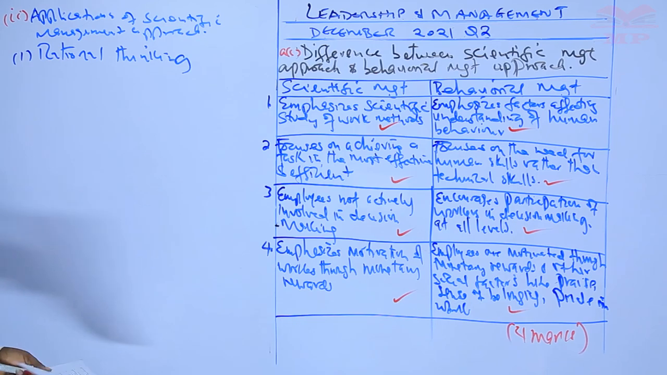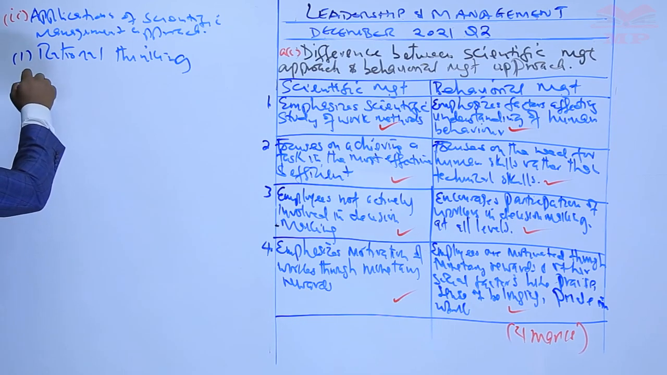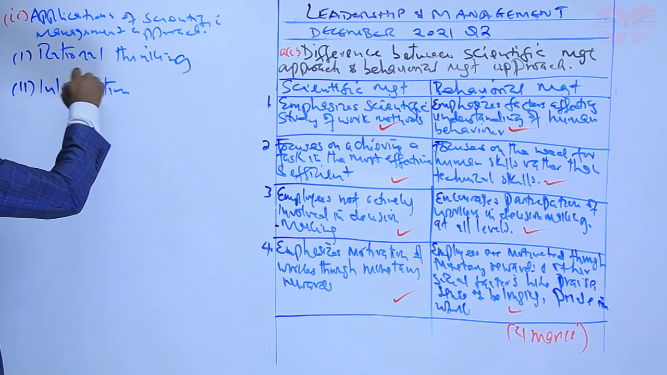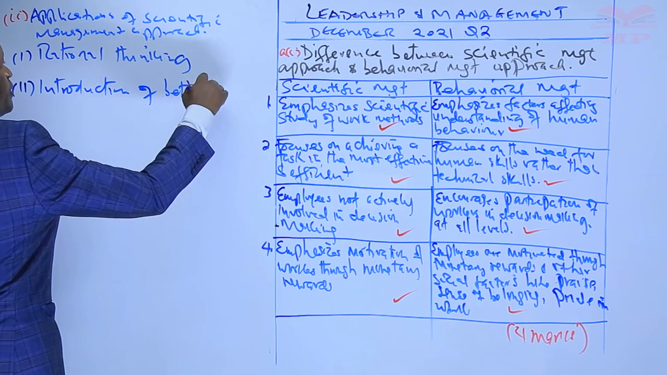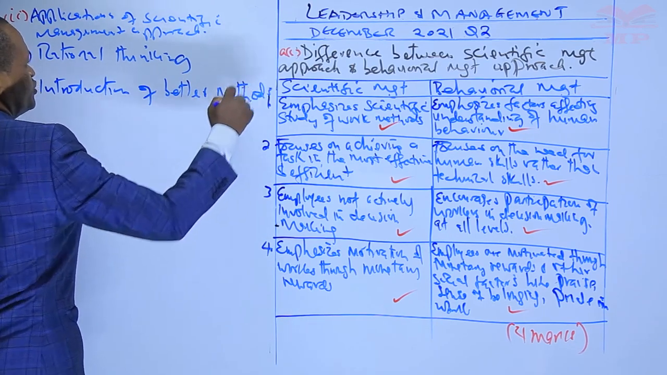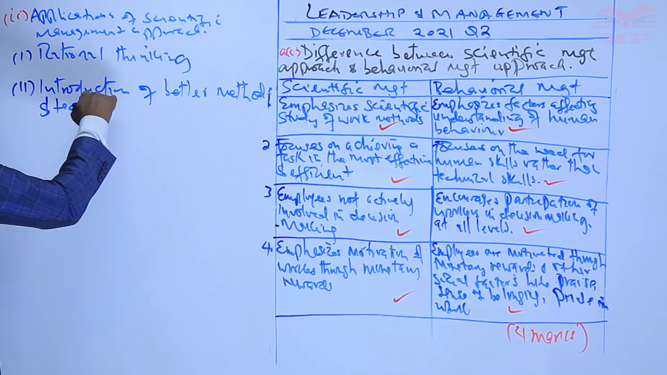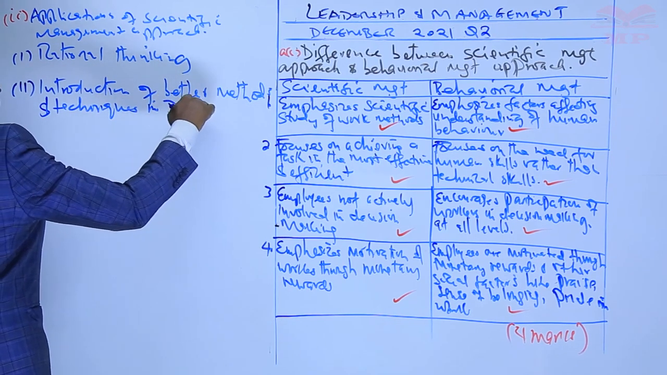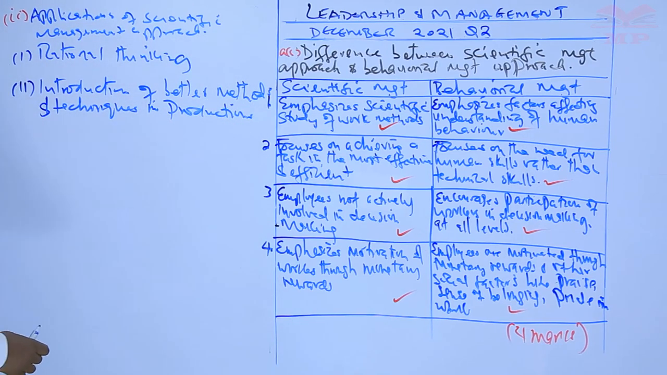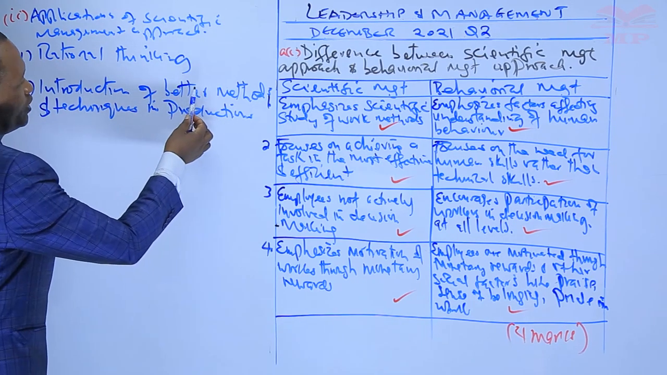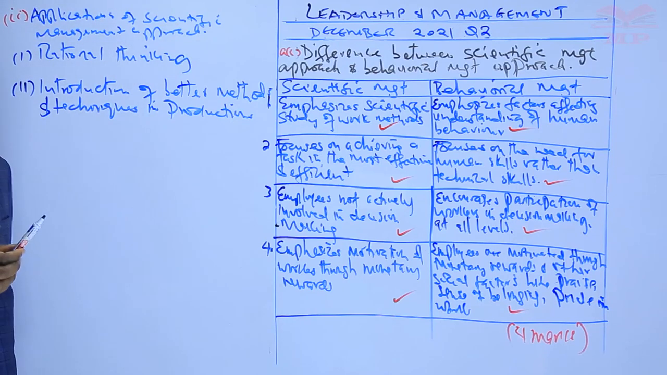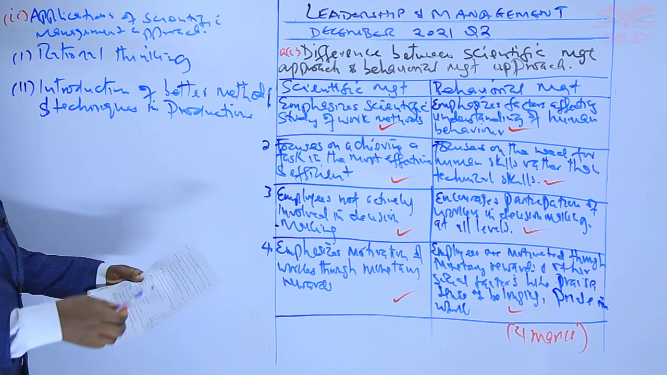There is also introduction of better methods, better techniques in production. When managers think scientifically, when managers think rationally, that is most likely to lead to introduction or invention of better methods and techniques in production. Taylor suggested the importance of improved methods and techniques of production. That is what is happening in the manufacturing industry today.